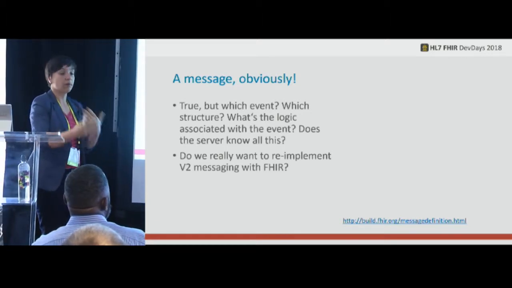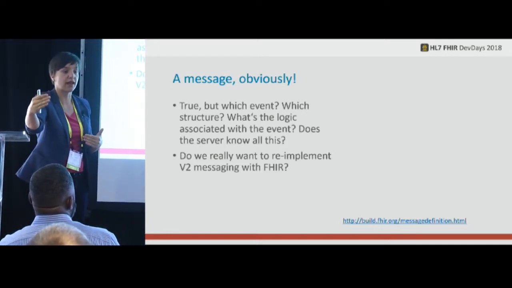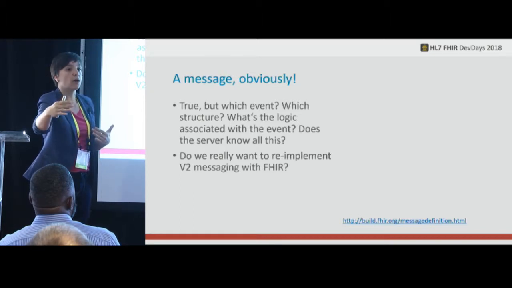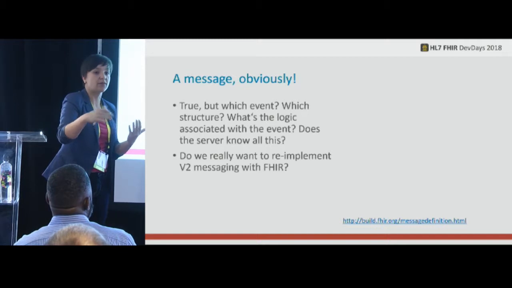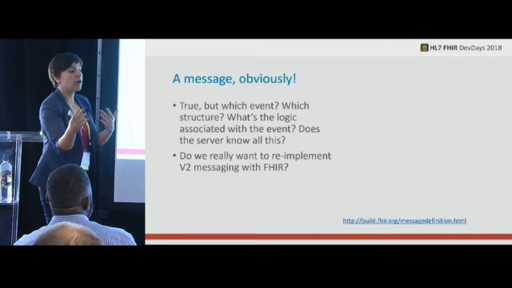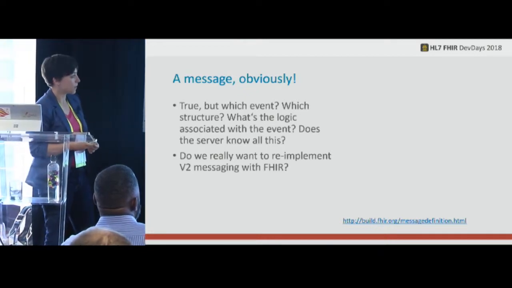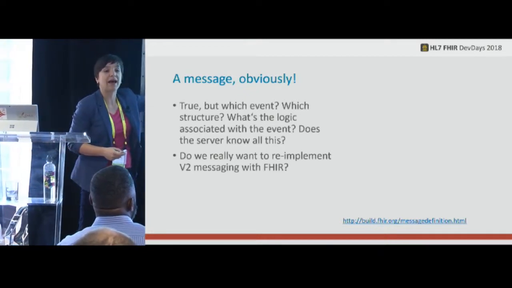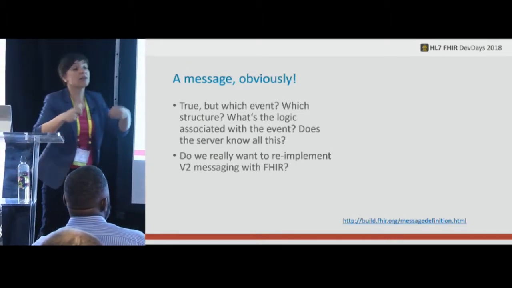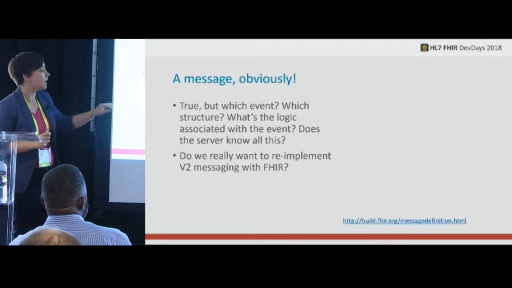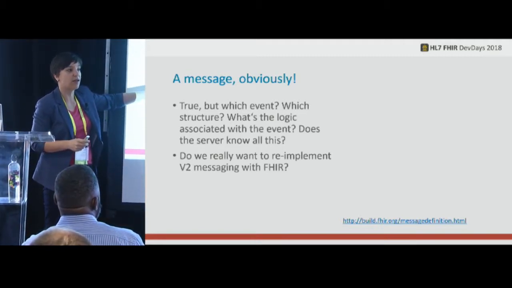And also there needs to be some common understanding between client and server what this message is supposed to contain. Does this event always come with a patient and an encounter, or does it sometimes only have an encounter and not a patient? So we have to have a message structure that is connected to the message event. That's basically everything that we already have in version 2. If we wanted to reuse that in FHIR, that would mean we would have to re-implement the whole V2 specification in FHIR.